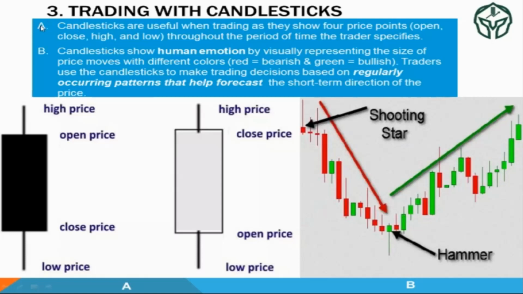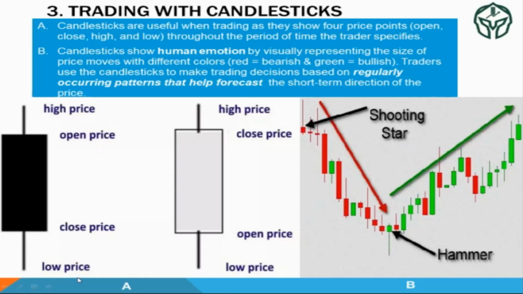Paragraph A. Candlesticks are useful when trading as they show 4 price points, open, close, high, and low, throughout the period of time the trader specifies. So for example, 1 minute, 3 minute, 15 minute, 30 minute, 45 minute, 1 hour, 4 hours, daily. It always has a high price, an open price, a closed price, and a low price.